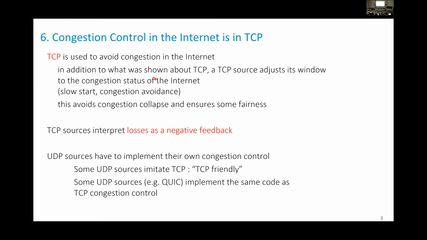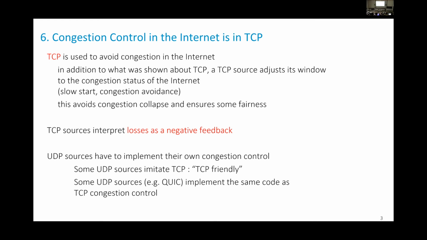Now, in congestion control, why do we do that? How do we do that? Well, a TCP source adjusts its window to the congestion status of the internet. We've seen that a TCP source adjusts its window based on the window advertisement sent by the other end. It will also do it based on orthogonal issues, as we will see, using the techniques that Hossein has explained, additive increase, multiplicative decrease. Now, in those techniques, we need a negative feedback. We need a congestion feedback.